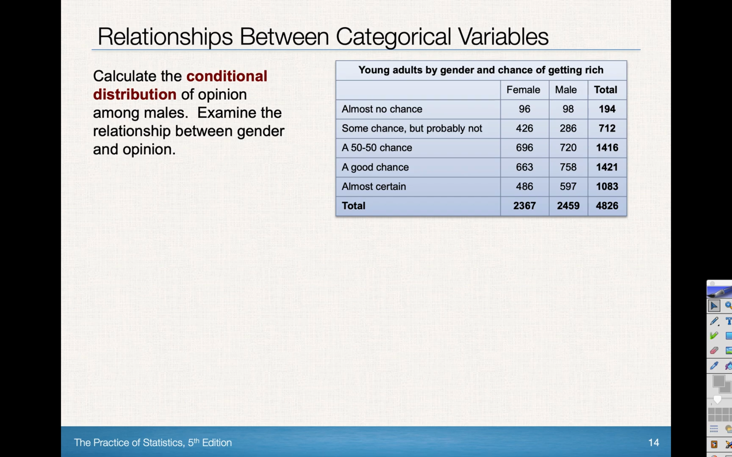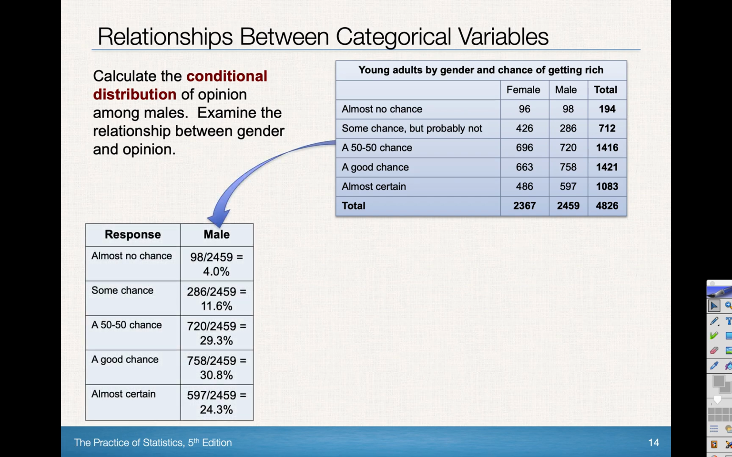So I want to look at the conditional distribution among males and then the conditional distribution among females, and I want to compare males to females. Now, if I'm looking at just males, I want to figure out how many males thought there was almost no chance, and how many thought there was some chance, but probably not, and so forth. So now my 98 is not divided by the total, it's divided by just the total number of males. 98 over 2459 gives you 4% of males who said almost no chance. And I could do that for each outcome in my categorical variable about the possibility of getting rich.